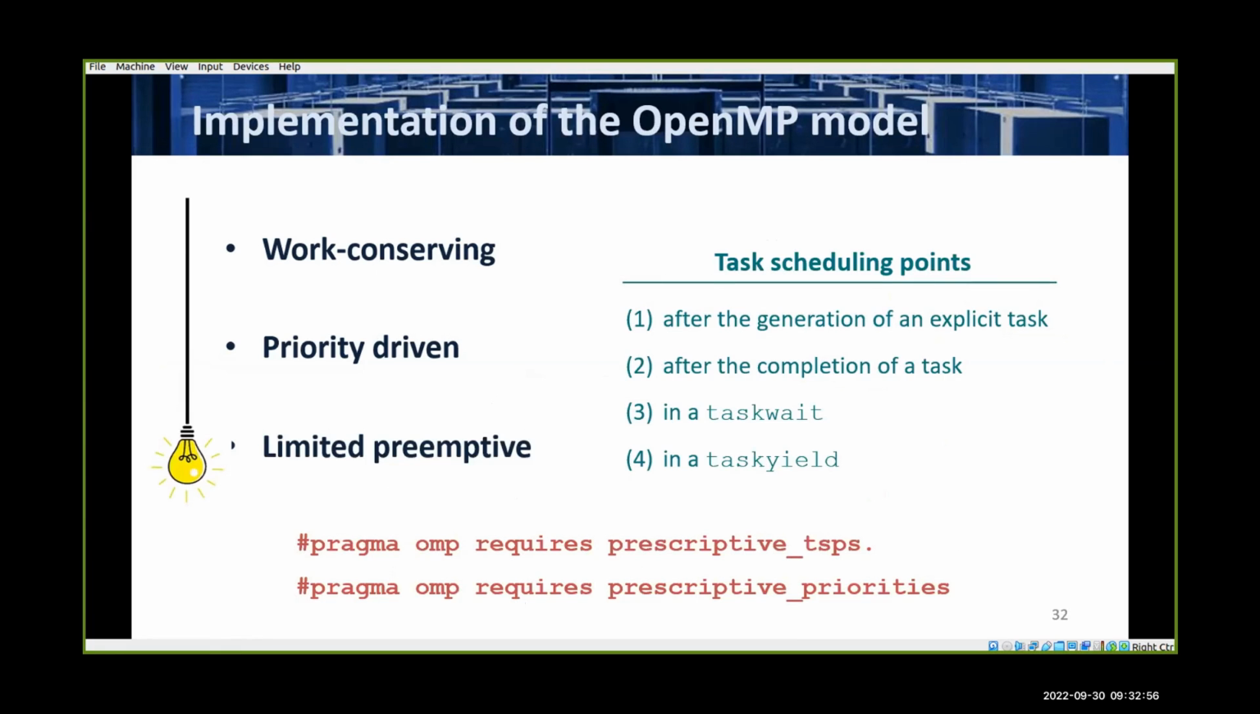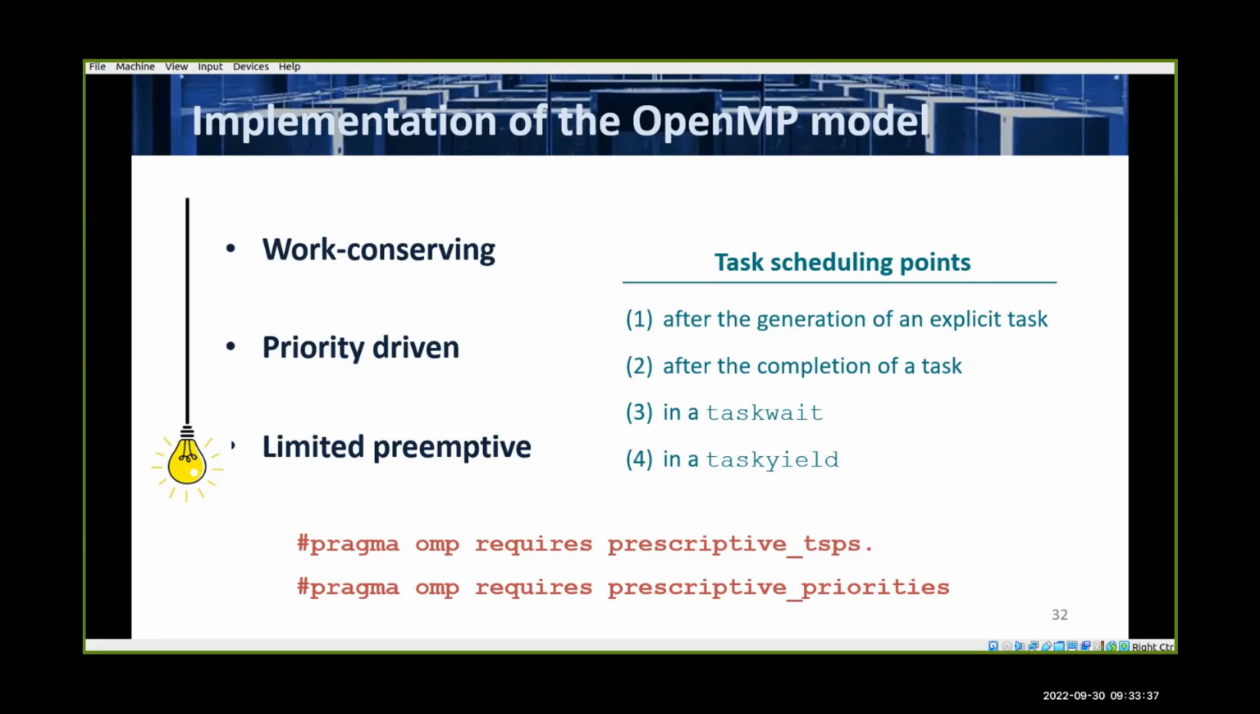And then, another thing about the implementation: if we are to follow a limited preemptive approach, as I said, OpenMP is already offering task scheduling points, and there are some of them that cannot be, so these have to be prescriptive, and some of them have to be implemented. And these 4 are the ones that are necessary for the system to be able to fulfill a schedulability analysis. The one after the generation of an explicit task, the one after the completion, the task wait, and of course the task yield.